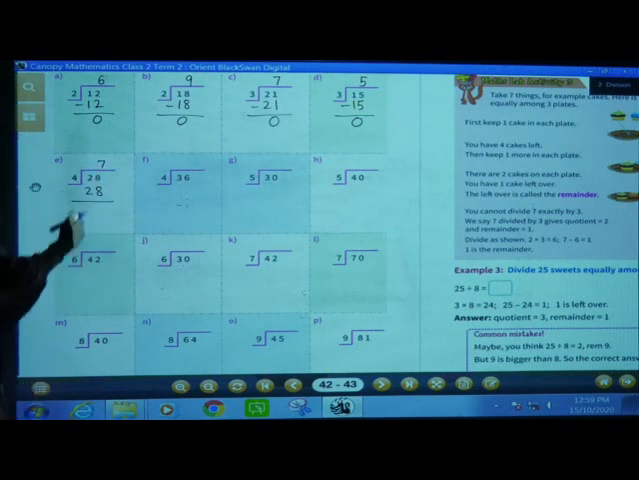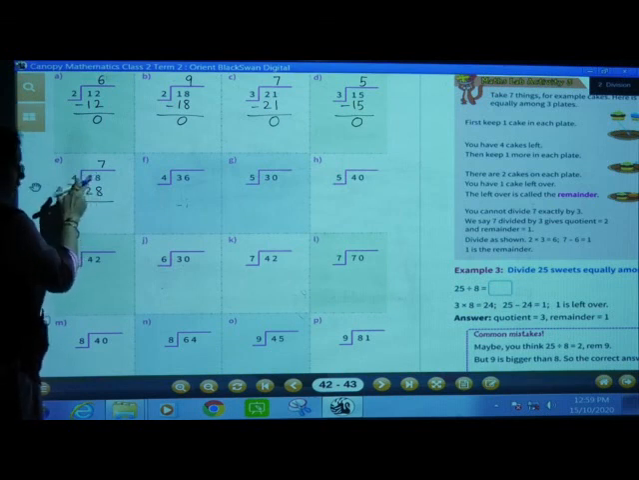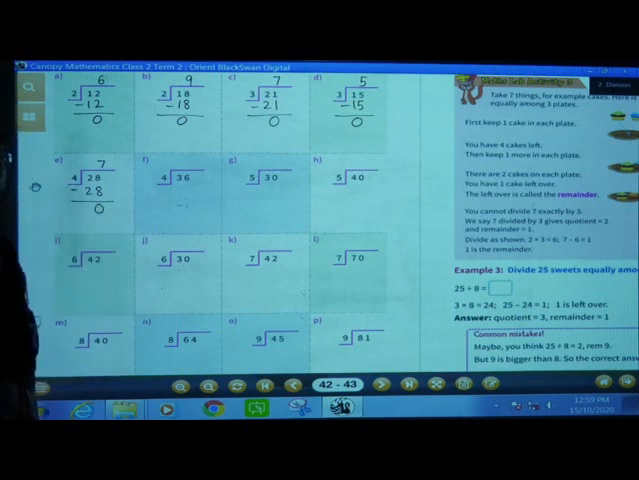Write 7 in the ones column and subtract 28 from this dividend, means 28 minus 28, 0. Then 7 is the quotient.